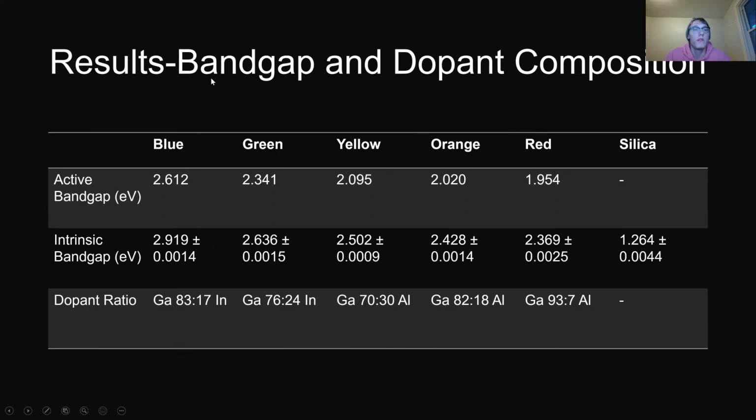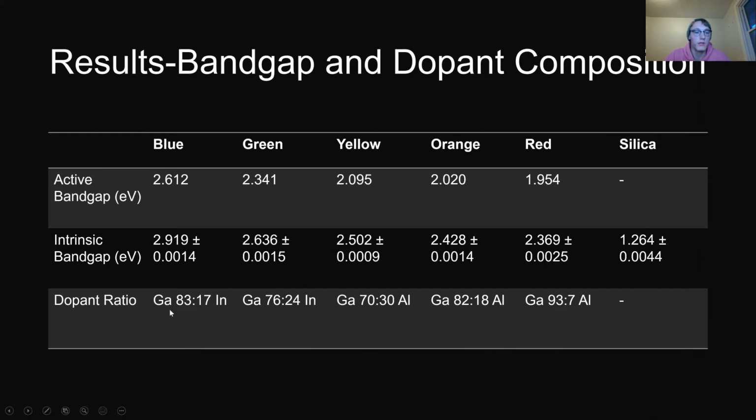So here we have the band gap and dopant composition results, just in numbers. I think the first thing to note is that the intrinsic band gap has a very low error for all of our semiconductors, which indicates that we obtained good data and were able to determine the band gap with high accuracy. Another thing to note is that the active band gap is consistently smaller than the intrinsic band gap. This will be, again, discussed further in the conclusion section.